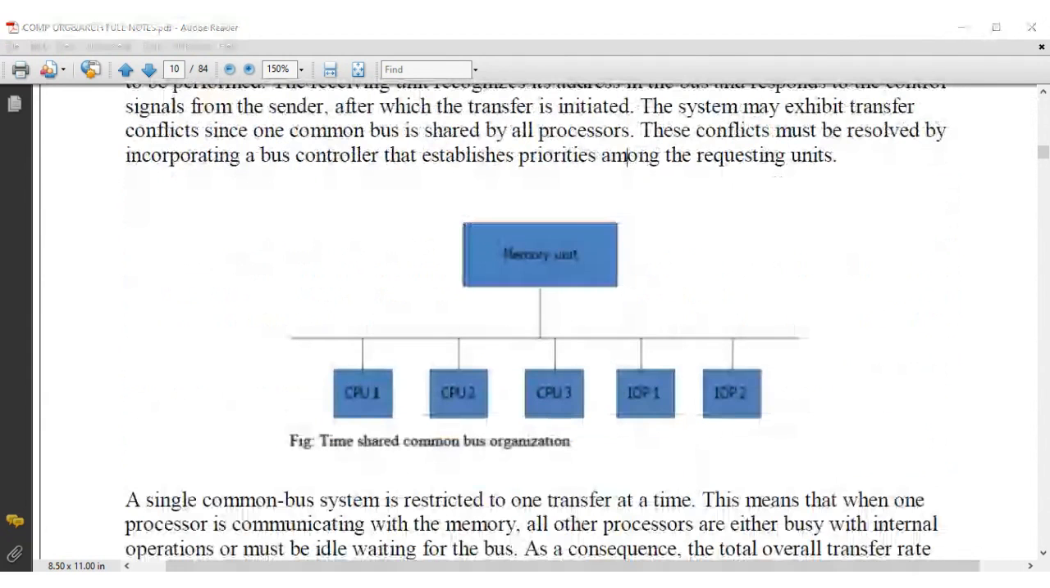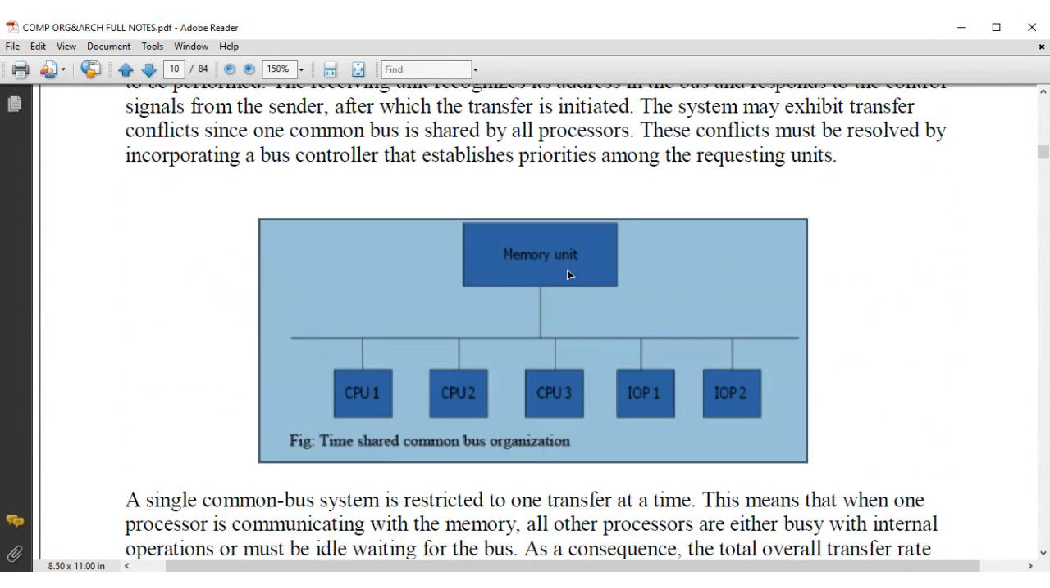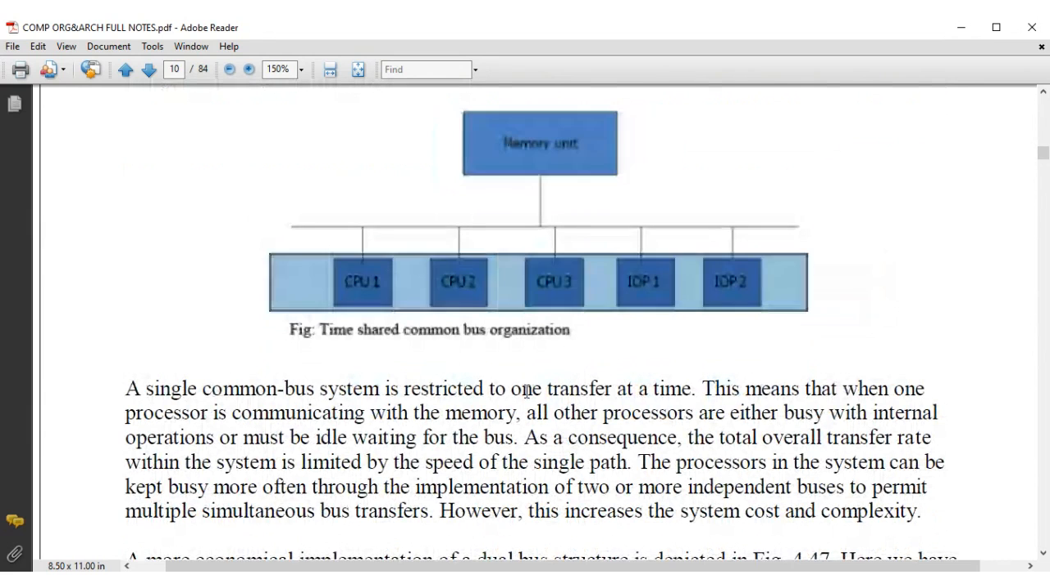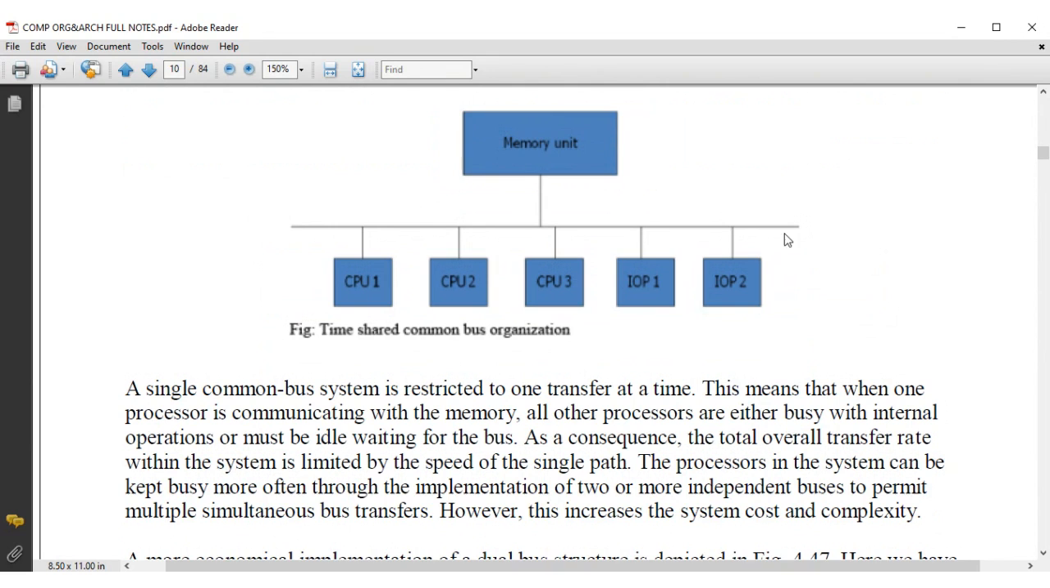So I want you to look at this diagram here. It shows you the physical structure of time shared. It has one memory unit. As you can see here, there is only one memory. And then there are different processors, and they are all connected through one path. Can you see this trunk? This one is called a trunk.